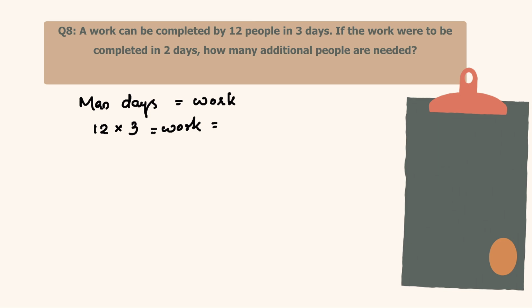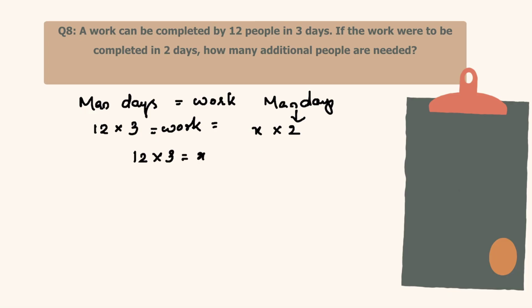So the work needs to be completed in 2 days. So here it was 3. The new man days will be man will be x into days will be 2, right? Here man was 12, days was 3, which is equal to work. Here man is x, we have to find this x. Days, it is said they have to complete it in 2 days, so days is 2. Both are work, so we can equate same work only.